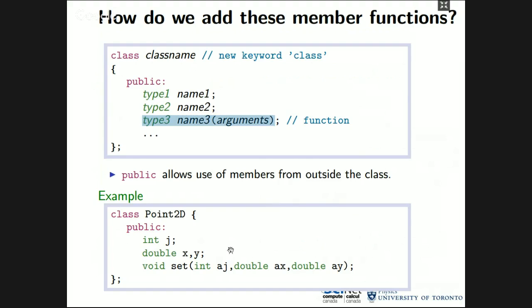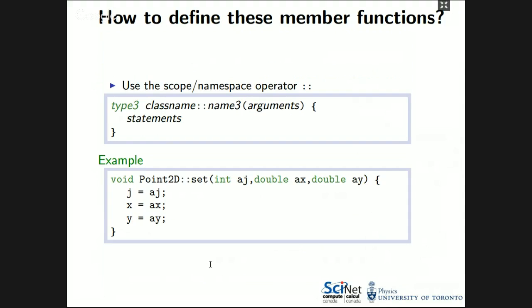So here's an example. I have the same point. The integer is changed in name to j. J, and x and y are doubles, and then there's this set function, which is supposed to set the values of these variables. That's how it could look. And that's just a prototype function, right? It hasn't actually set anything. So to set it, I have to define it somewhere.